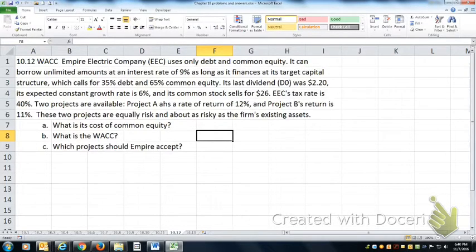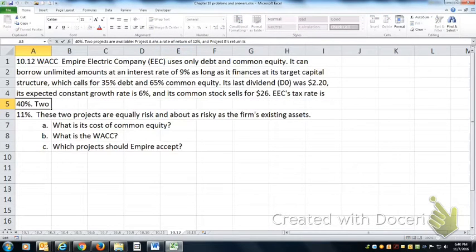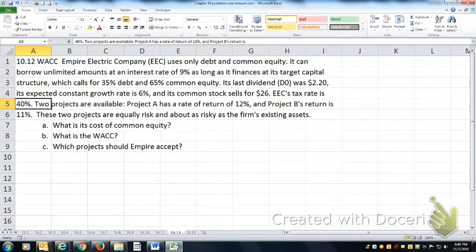The last dividend, D0, was $2.20, which is growing at 6%. Common stock sells for $26, and the tax rate is 40%. Project A has a rate of return of 12%, and Project B has 11%. They are equally risky and about as risky as all the other assets in the firm.